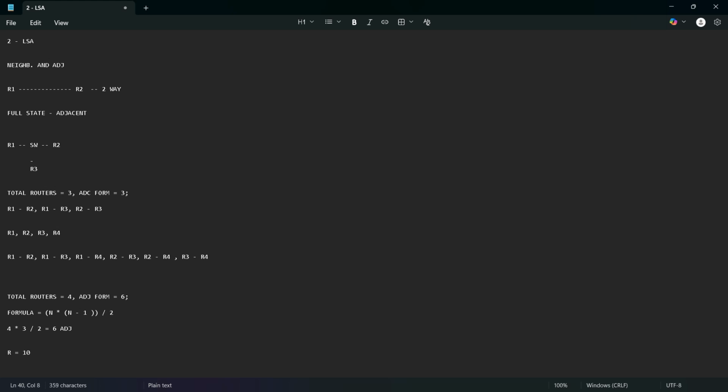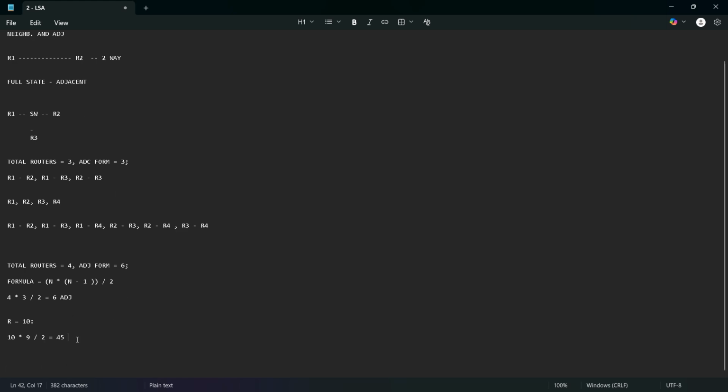So let's suppose we take the example of routers to be 10. If I want to put the formula here, it will be 10 into 10 minus 1, that is 9, all divided by 2. That will give me 45 total number of adjacencies. If I look at 45 adjacencies all together, that will cost so much bandwidth and so much resource consumption, which is basically my CPU.